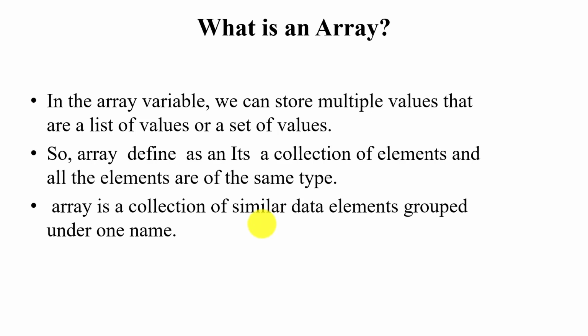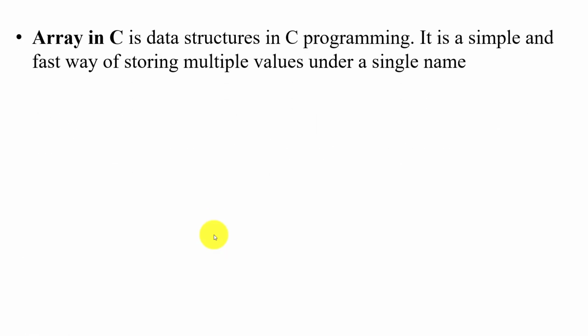So it is a collection of similar data elements grouped under one name, and it becomes the array. So let's understand the definition. An array is nothing but a data structure. Now what is meant by data structure? A data structure is where we organize our data elements into a well-defined format.